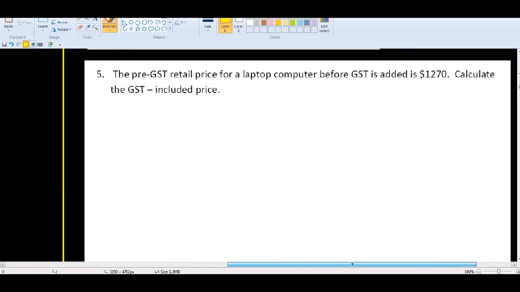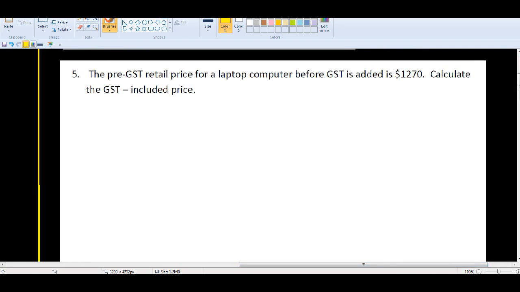Okay, let's put into practice. Question 5. The pre-GST retail price for a laptop is 1,270. Calculate the GST included price. So I'm going to do it in two methods. Method 1. Okay, so remember you are going to find the GST included price. Method 1. First, we need to find the GST.